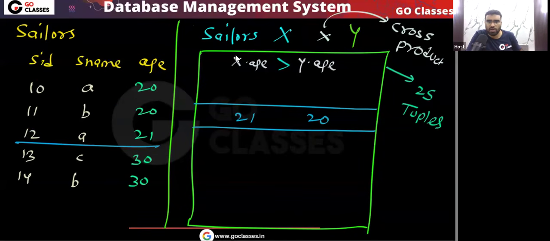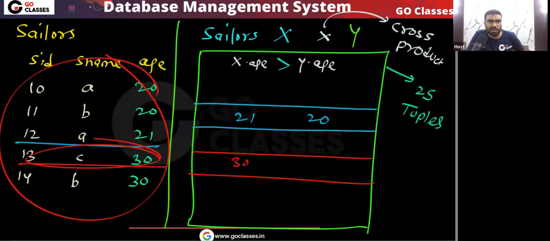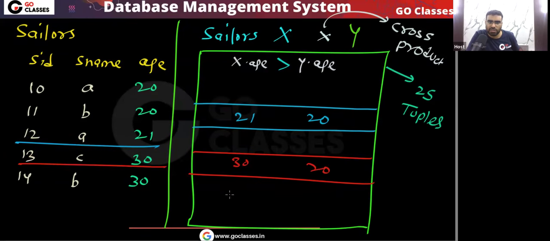Yes or no? Okay. Finally, you can see. Similarly, you can see. Look at this 13. Okay. This also, this 30. This tuple will combine with everyone. Okay. So it's like 20. Similarly, for this 30.